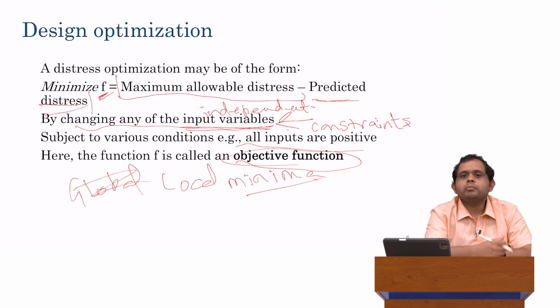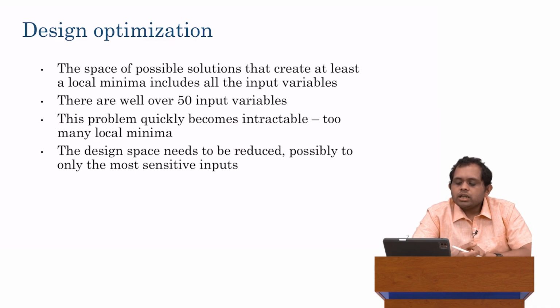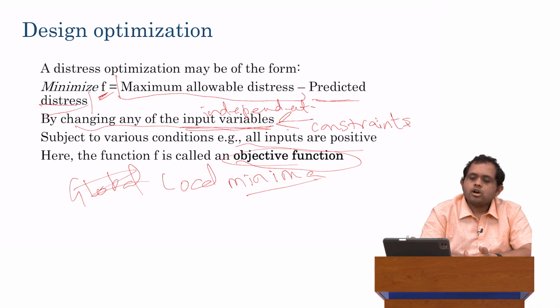We are trying to minimize the difference between the maximum allowable distress and the predicted distress, and choose a series of inputs, but within reasonable values. We are choosing a series of inputs within some constraints that satisfies this condition. Now, you can have many such conditions. You can have many different solutions such that you get a minimum value of this. All of them are called local minima.